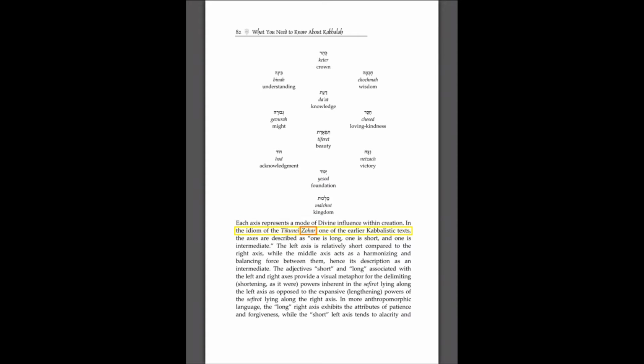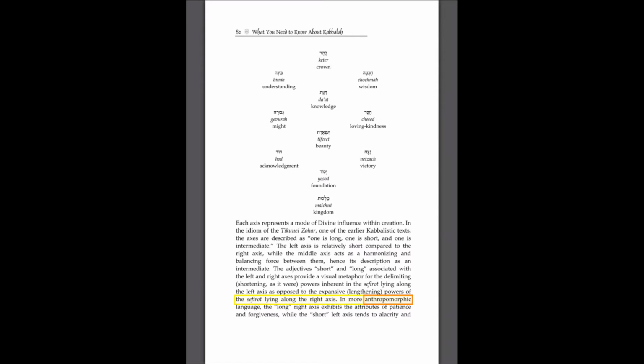In the idiom of the Tikkunei Zohar, one of the earlier Kabbalistic texts, the axes are described as: one is long, one is short, and one is intermediate. The left axis is relatively short compared to the right axis, while the middle axis acts as a harmonizing and balancing force between them, hence its description as intermediate. The adjectives short and long associated with the left and right axes provide a visual metaphor for the delimiting, shortening, as it were, powers inherent in the Sephirot lying along the left axis as opposed to the expansive, lengthening powers of the Sephirot lying along the right axis.